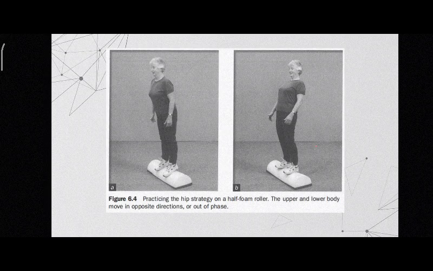Next, we place them on a foam roller, and then we ask the patient to bend forward and then bend backwards. Please note that in this, the upper part of the body is facing front, while the lower part of the body is pointing towards the other side. So this is the correct way of doing these exercises.